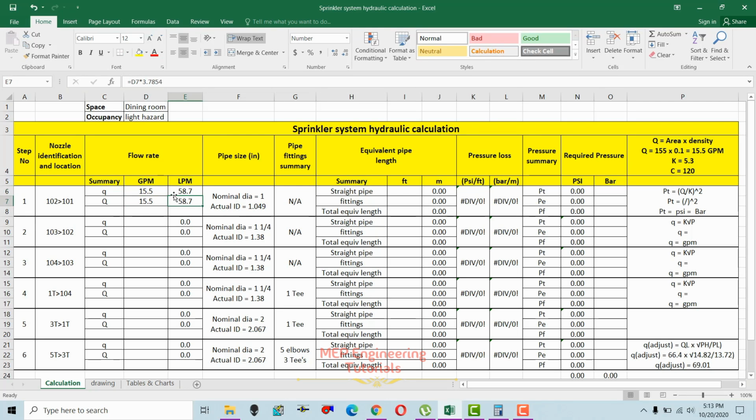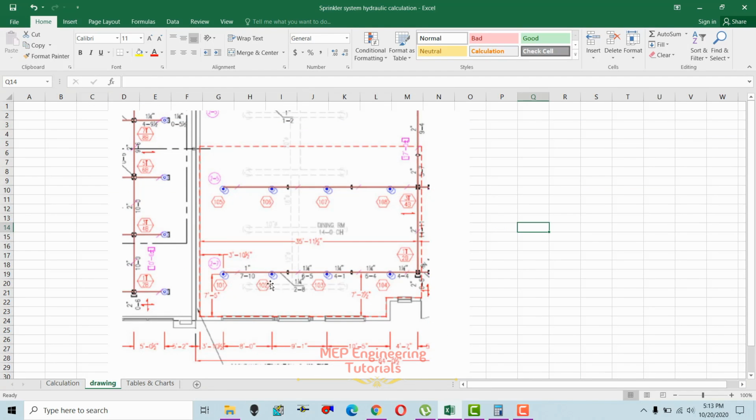I already applied the conversion factor, so it's converted into a liters per minute flow rate. For this Q I have used 15.5. This is the flow rate across each sprinkler. And this is the nozzle identification and location from 102 to 101. You can see that from this 102 to 101 we have one sprinkler here.